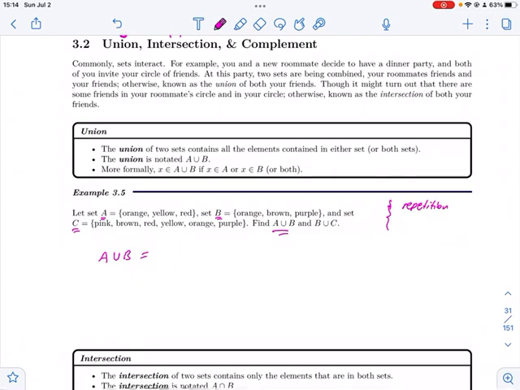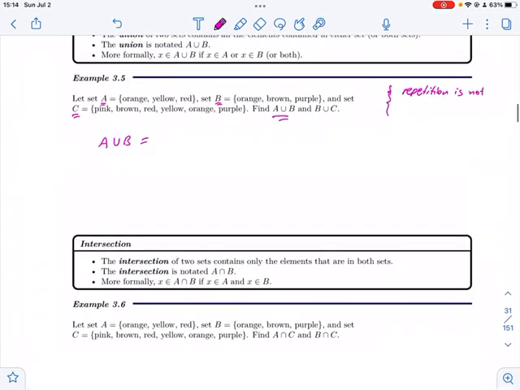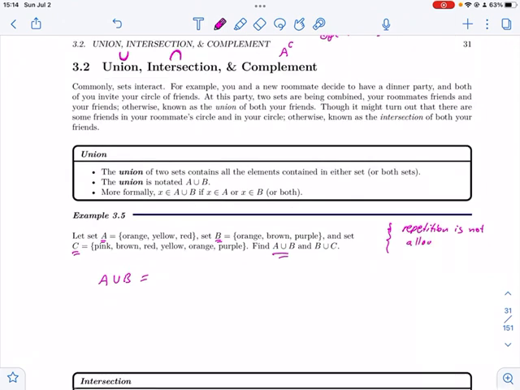So we cannot write 2, 2, 3. So this is wrong. Instead, we write 2, 3. We just name the element just once. And order, another property, order does not matter. So order is not important. So for example, the set A is 2, 3 or 3, 2. So order is not important, and the repetition is not allowed within a set. These are important notes to keep in mind when we write the sets.